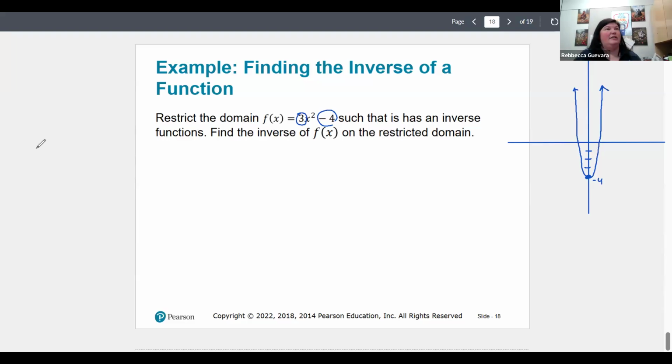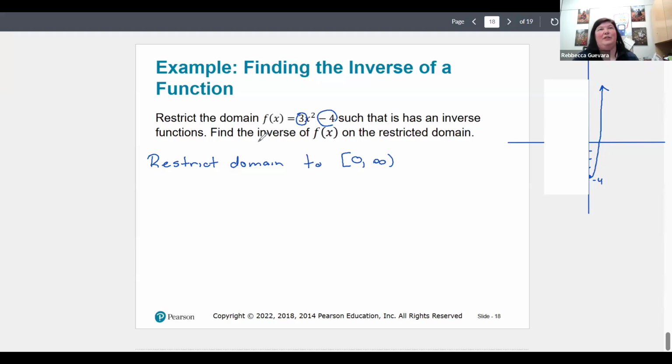So what I see here is that it doesn't pass the horizontal line test unless I just cut off this half of the function. So I would restrict the domain, and you can see that I cut it off at 0. So we're going to restrict the domain to 0 to infinity, because 0 is okay. We only have 1 point there. So we look at 0, we include it, to infinity.